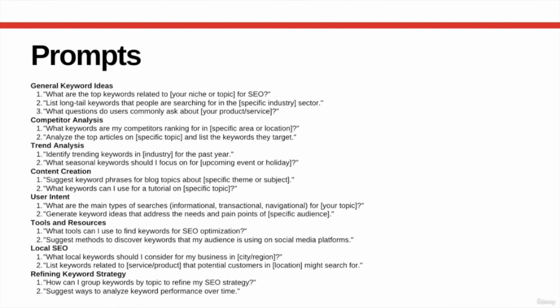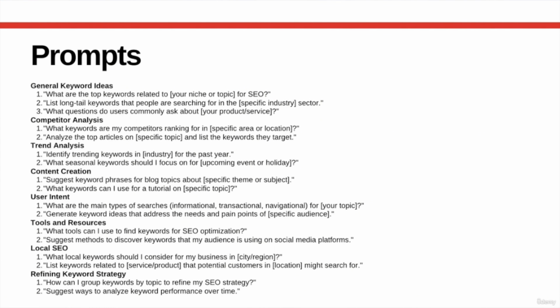General keyword ideas. What are the top keywords related to your niche or topic for SEO? List long tail keywords that people are searching for in the specific industry sector. What questions do users commonly ask about your product or service? Competitor analysis. What keywords are my competitors ranking for in a specific area or location? Analyze the top articles on a specific topic and list the keywords they target.